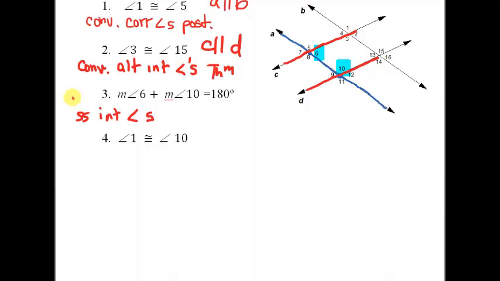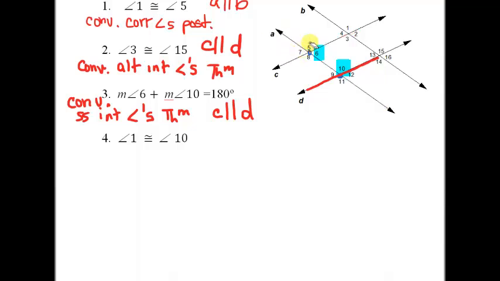Uh-oh, I meant to write converse. Put that in front of it. I'm getting used to what we were doing in the last few lessons. Converse of the same side interior angles theorem tells me that these lines are guaranteed to be parallel, the ones I've highlighted in red, which are C again, parallel to D.